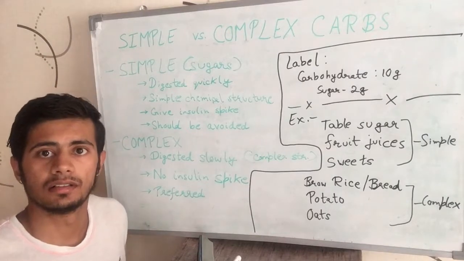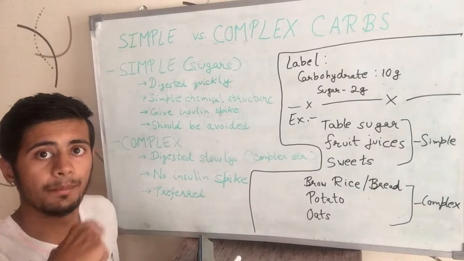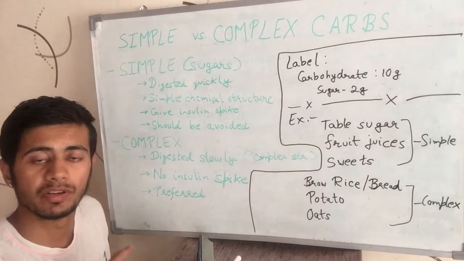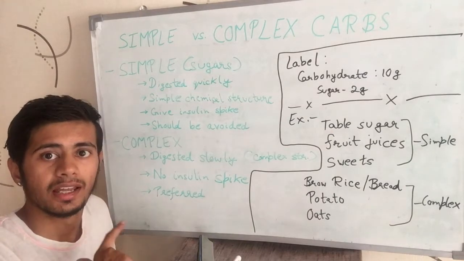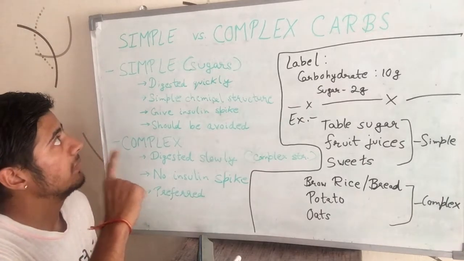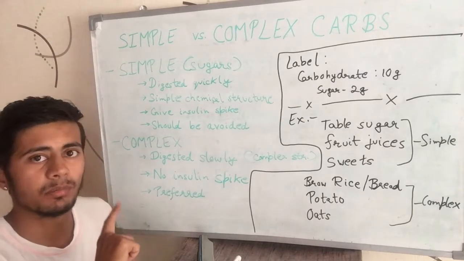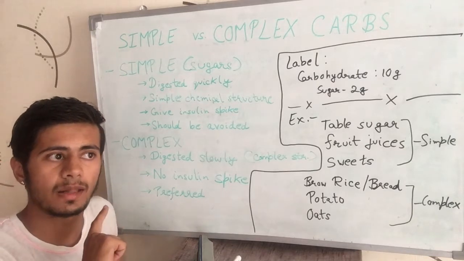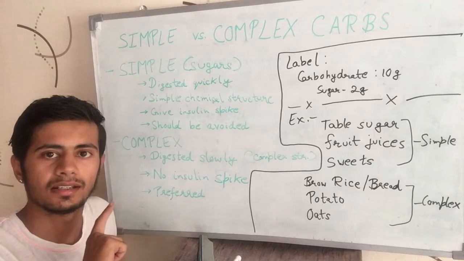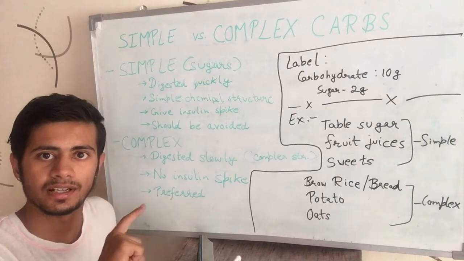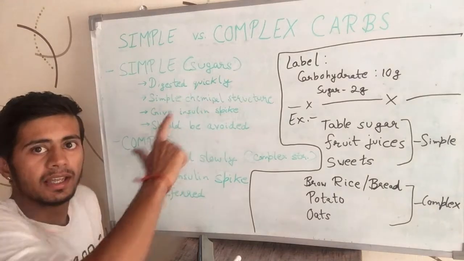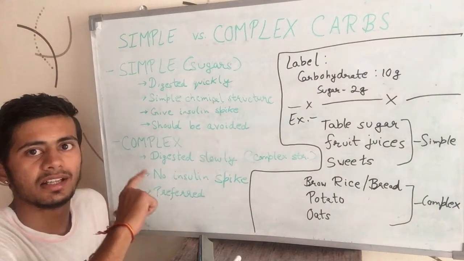Hey, hi guys. Today we are going to talk about the difference between simple and complex carbohydrates. We have talked about carbohydrates and a little bit about the difference. The main difference between simple and complex carbohydrates in layman's language is that they get digested at different rates. Simple carbohydrates get digested quickly and complex carbohydrates get digested slowly.